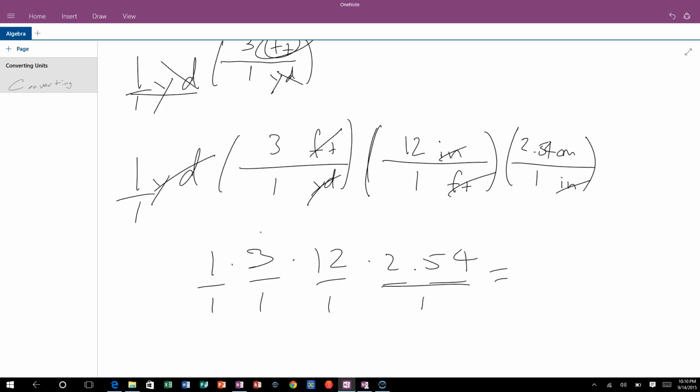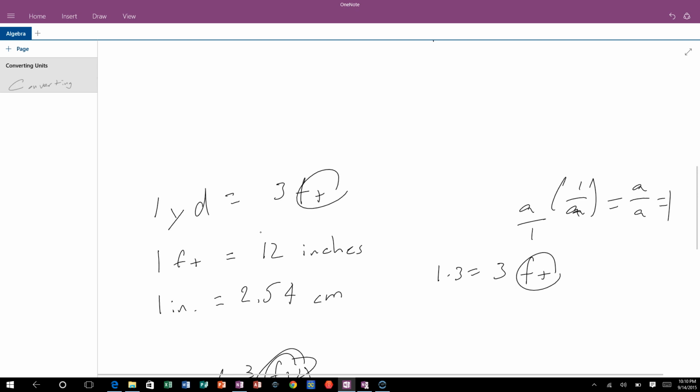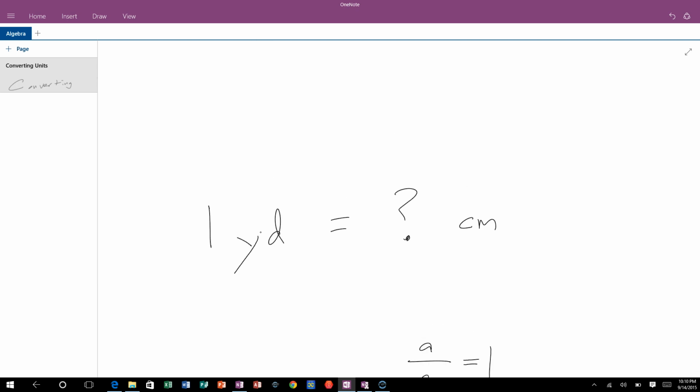So this one actually worked out really easy and really nice. And if I multiply everything there, that gives me 91.44 centimeters. And that's what I was looking for. And now I can actually see that 91.44 is what 1 yard would be in centimeters.